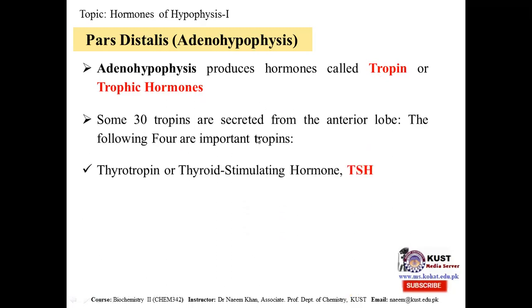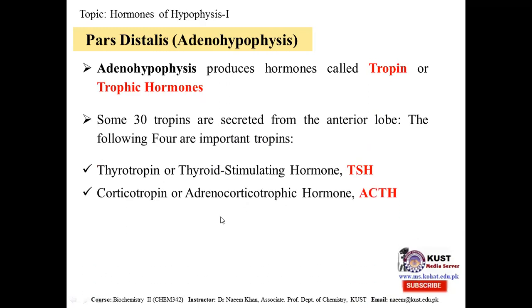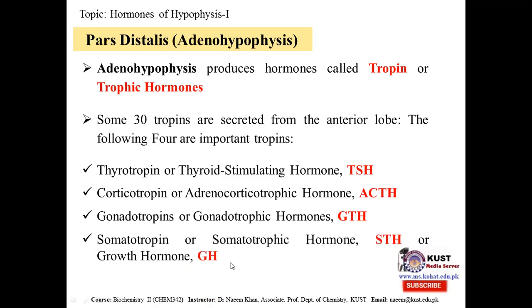About 30 tropin hormones are secreted by the anterior lobe, and four of them are very important, which we will discuss. One is thyrotropin, which is also known as thyroid stimulating hormone, TSH. Another is corticotropin, which is adrenocorticotropic hormone, ACTH. The third is gonadotropin, or gonadotropic hormone, GTH. And the fourth and last is somatotropin, or somatotropic hormone, STH, which is also known as growth hormone, represented by GH.